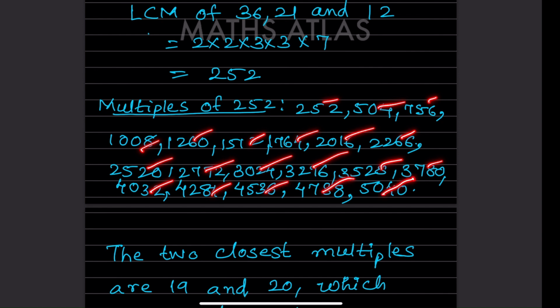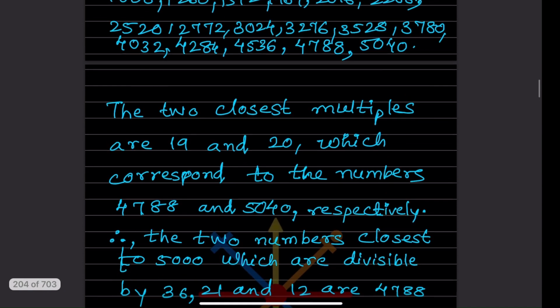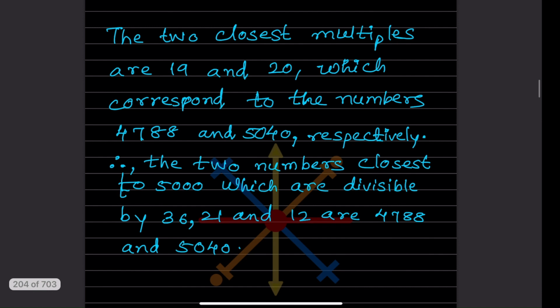So can you see 252 times 19 and 252 times 20, because these are the closest ones. So we can say the multiples are 19 and 20, which correspond to the numbers. This is 47. Hope this is clear to you, because they asked for the closest to that. Therefore, the two numbers closest to 5 which are divisible by this are these two numbers. Hope that is clear to you.